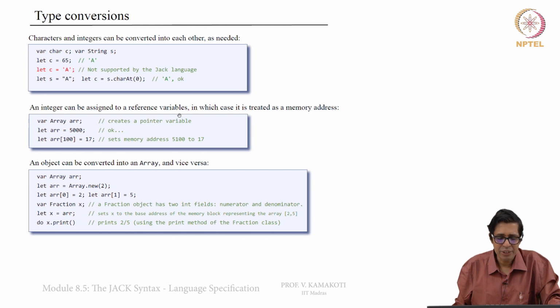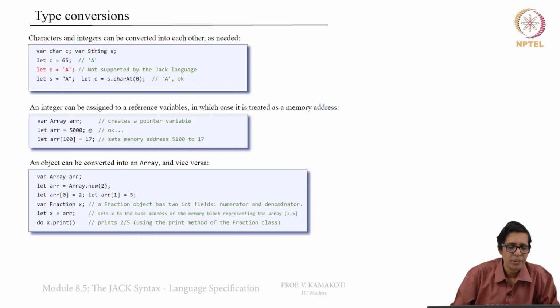An integer can be assigned to a reference variable, in which case it is treated as a memory address. For example, var array ARR, ARR is equal to 5000, means ARR 0 is stored at address 5000. So this is a memory address. ARR of 100 equal to 17. That means, where is this 17 stored? 5000 stores ARR of 0, so 5100 will store 17. This is how I can assign.